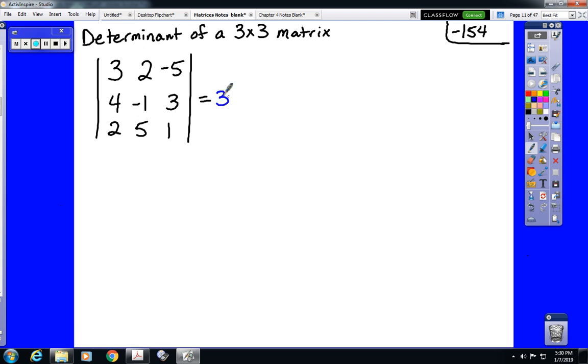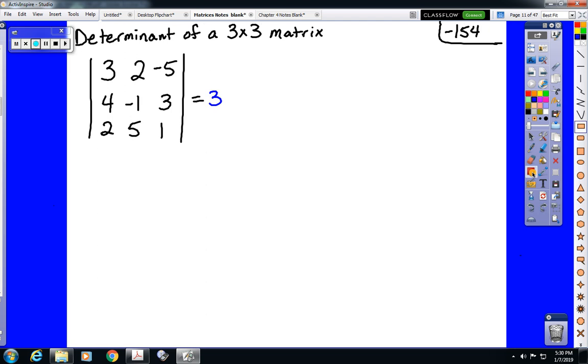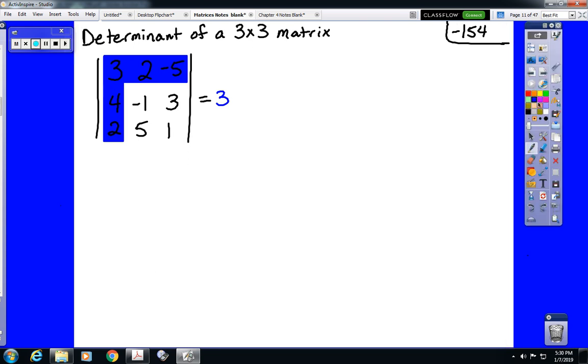And we say, okay, 3 is in the top left. So if I block the first row and the first column, that is the row and the column that 3 is in, I'm left with a 2x2 matrix. So I'm going to multiply 3 by the determinant of that 2x2 matrix, which would be the matrix -1, 3, 5, 1.